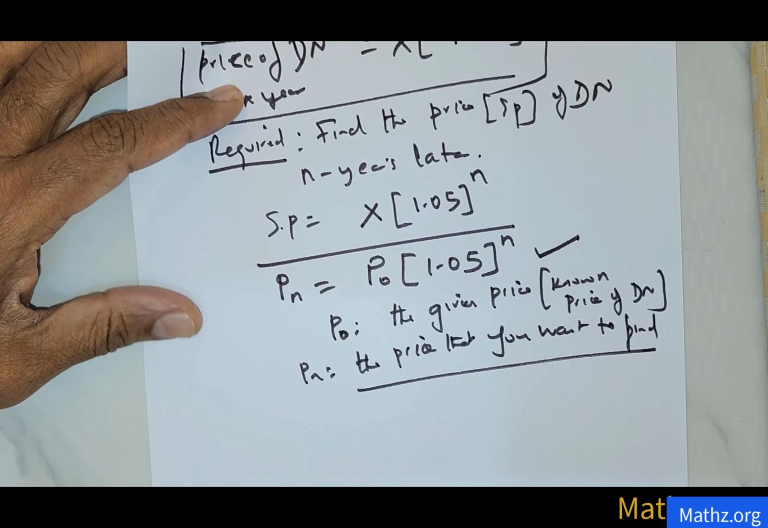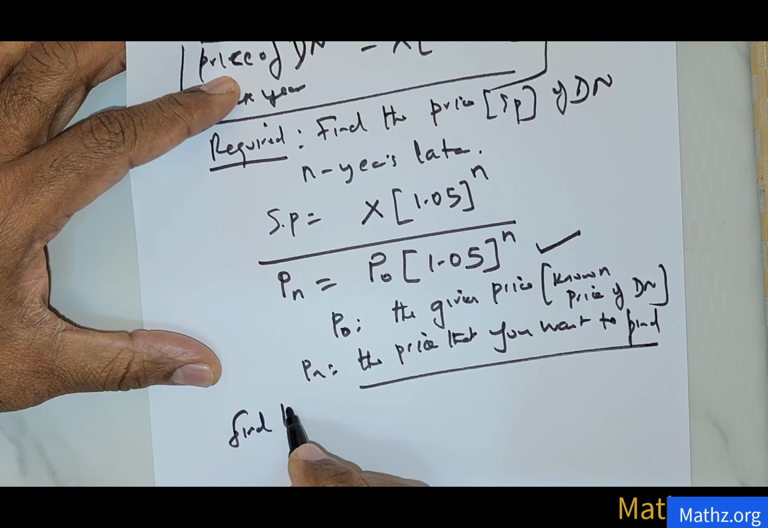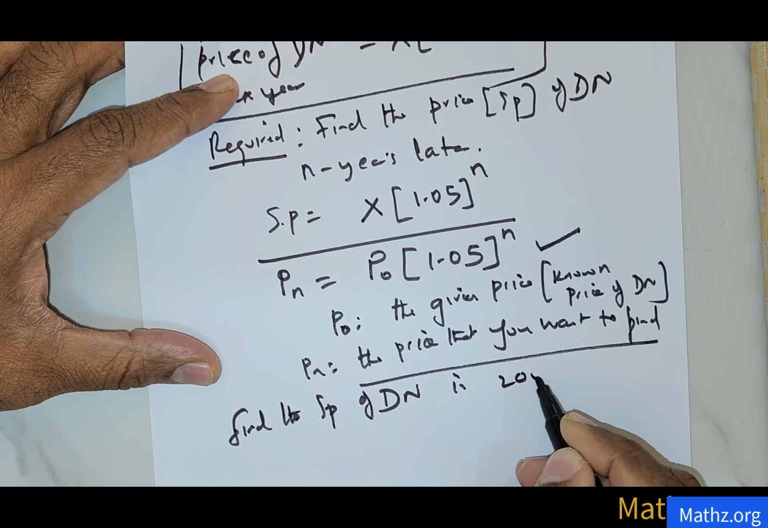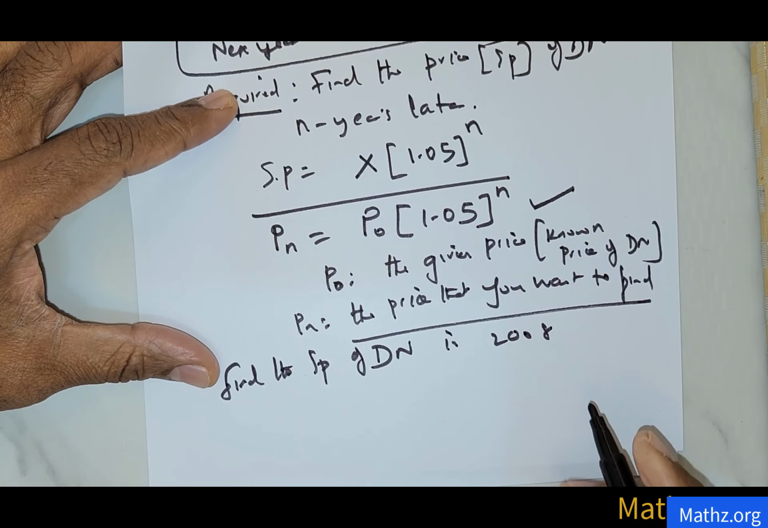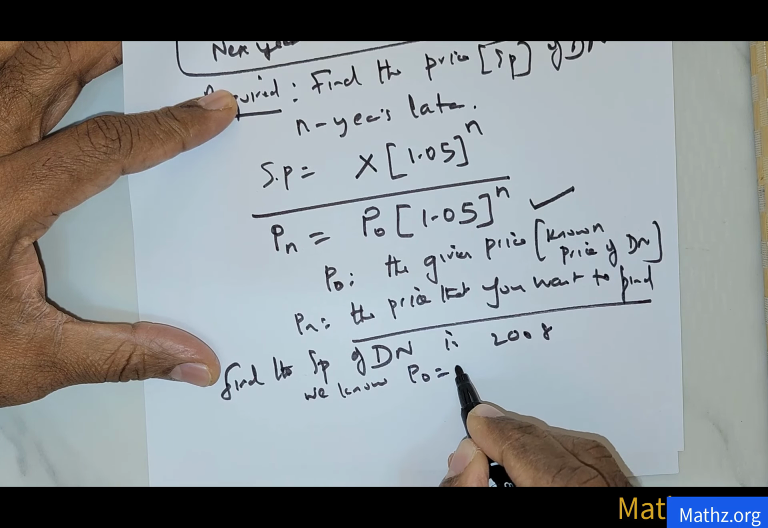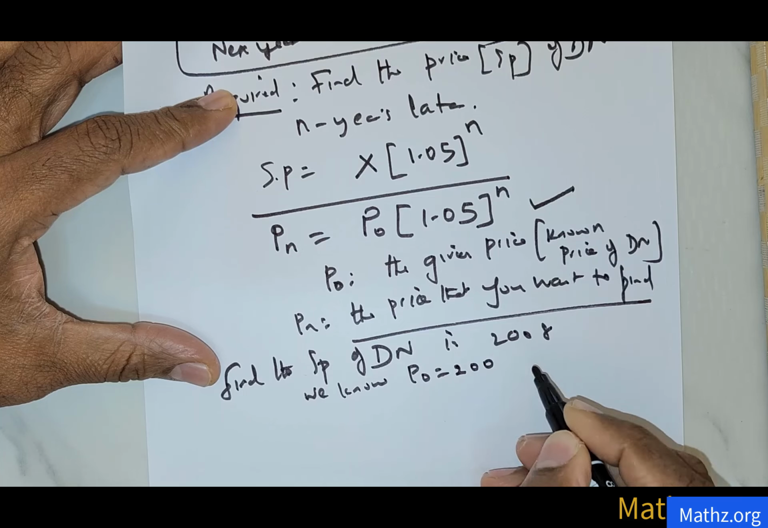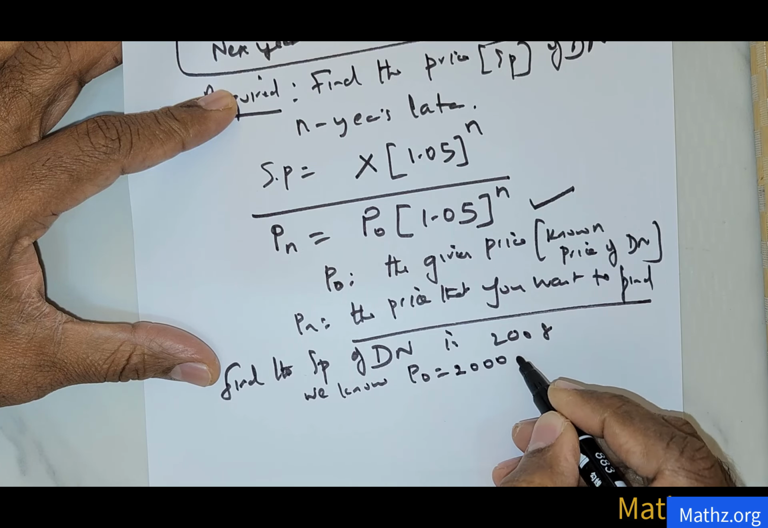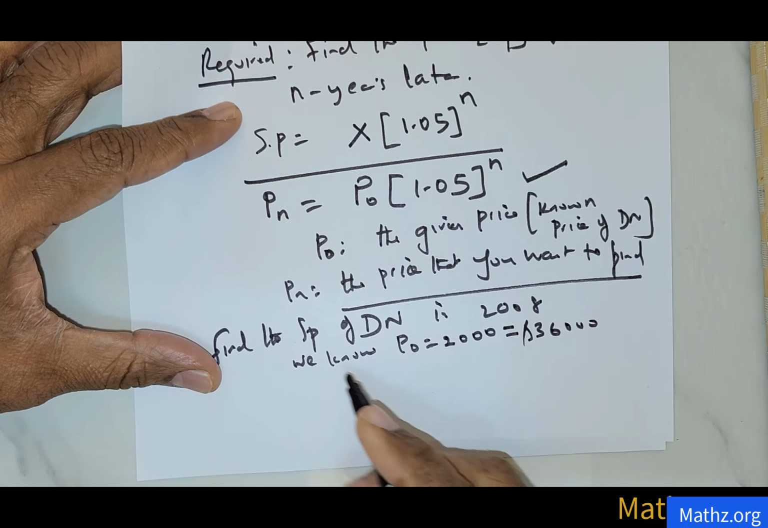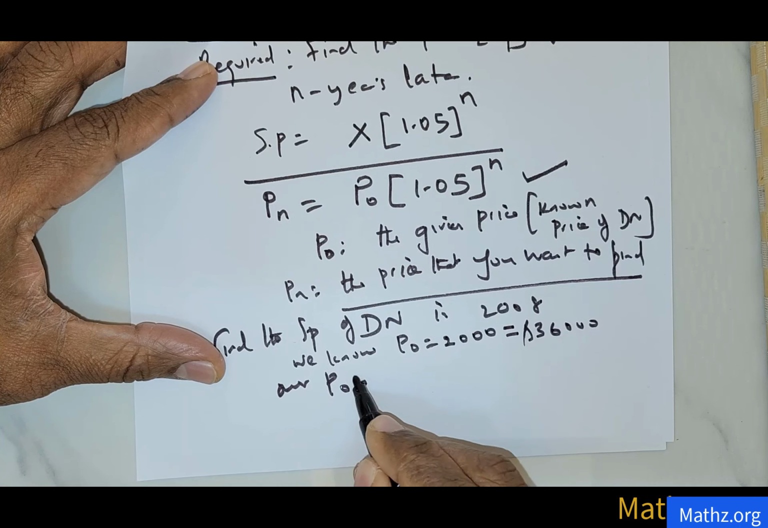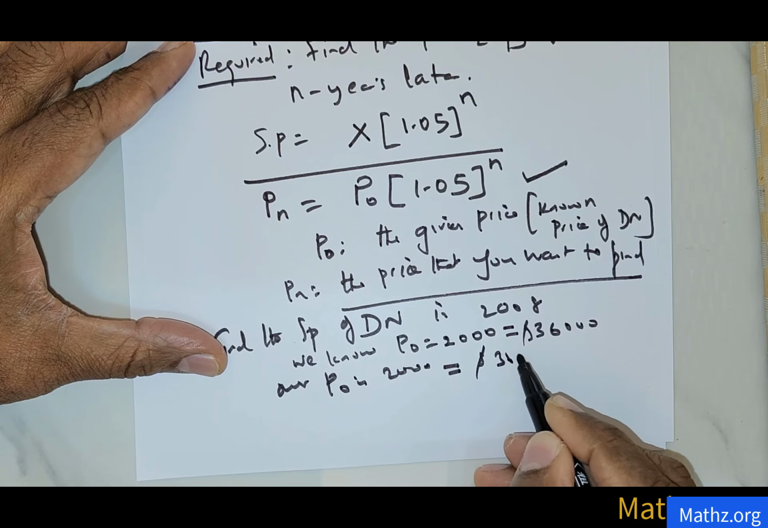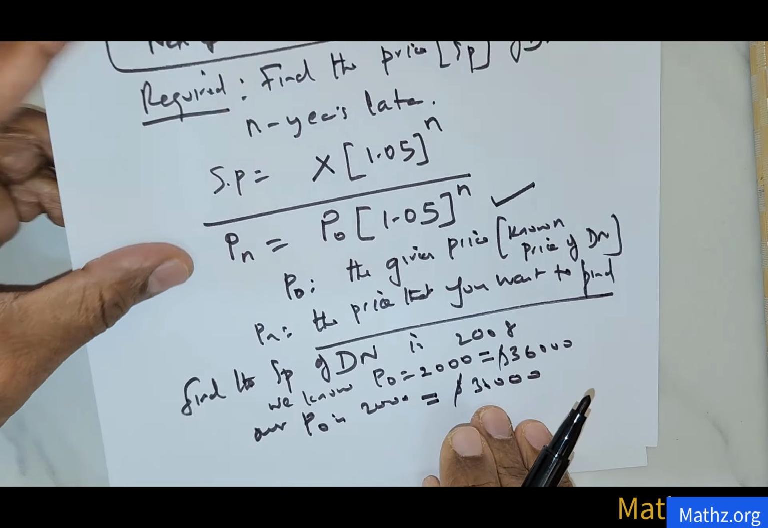Now they are asking us to find the selling price of the diamond necklace in 2008. What do we know? P0 is given. What is P0? P0 is for the year 2000, and that is 36,000. So let me write that here. Our P0 is year 2000, and that is given to be $36,000.